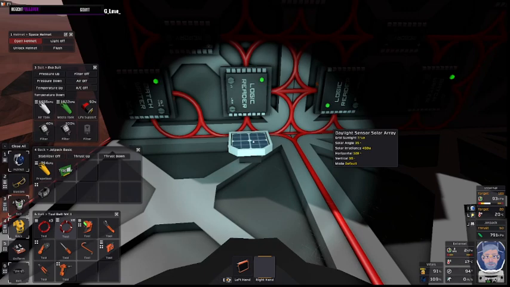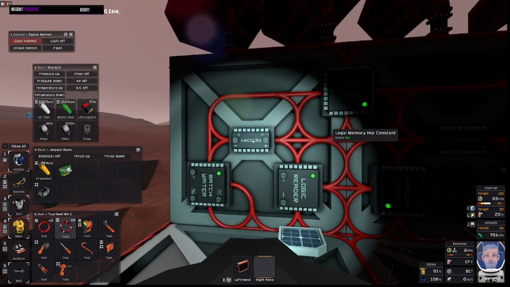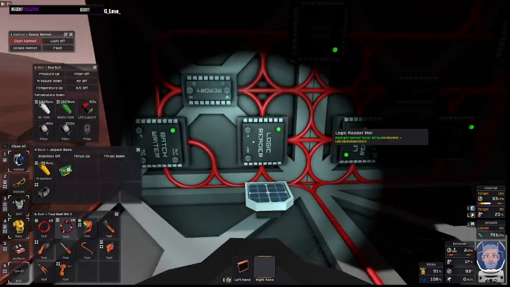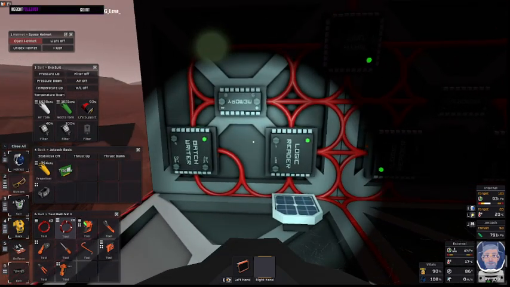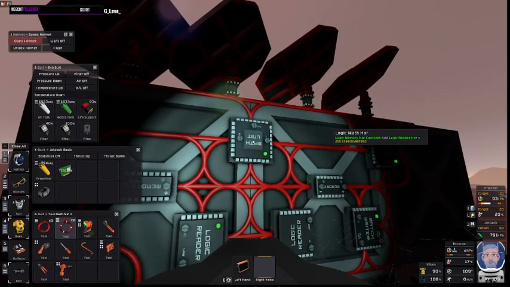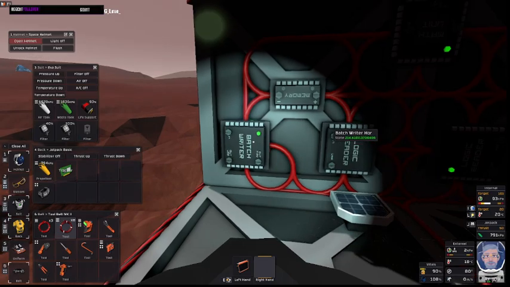Read the data. Have your constant depending on the direction your solar panels are facing. Okay, read the data, have the constant, do the math, write to your solar panels.